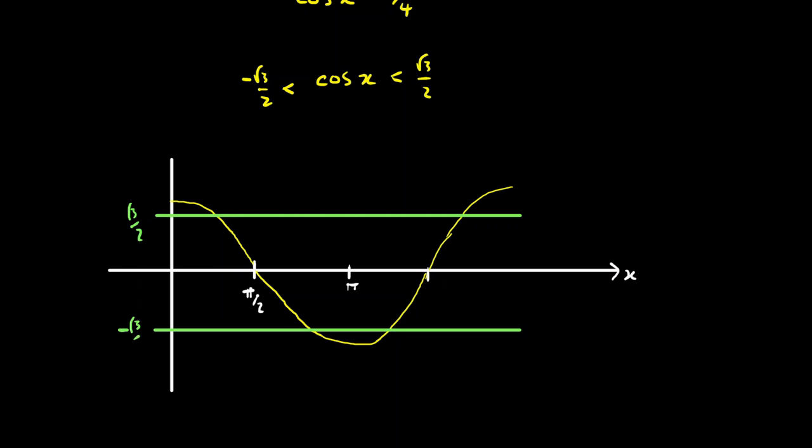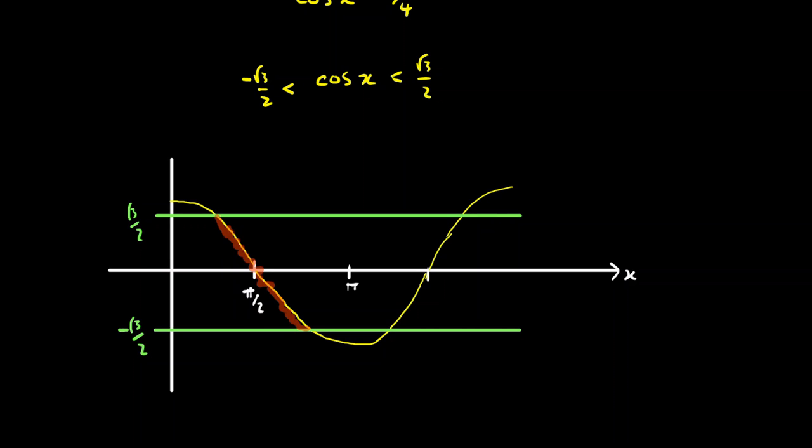So what are we saying? We want our solution to be somewhere in this region here, because that's where we're going to be less than root 3 upon 2 and also greater than minus root 3 upon 2. So we're trying to find out what this region here is. That region, which I'll draw, I guess, in red. That region there. Okay.